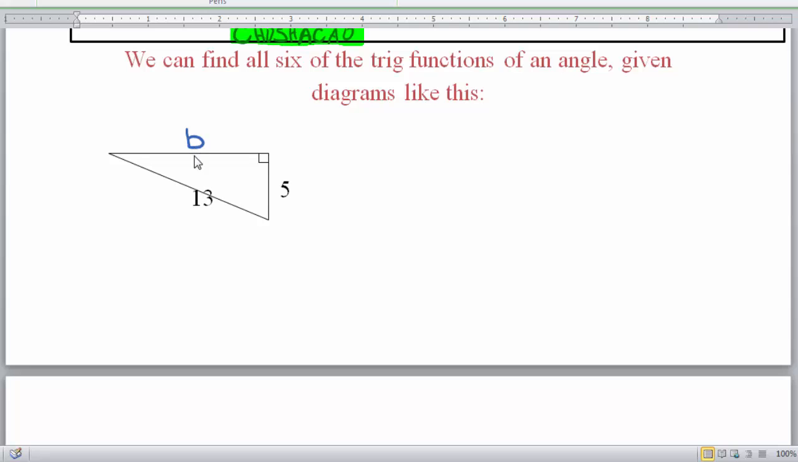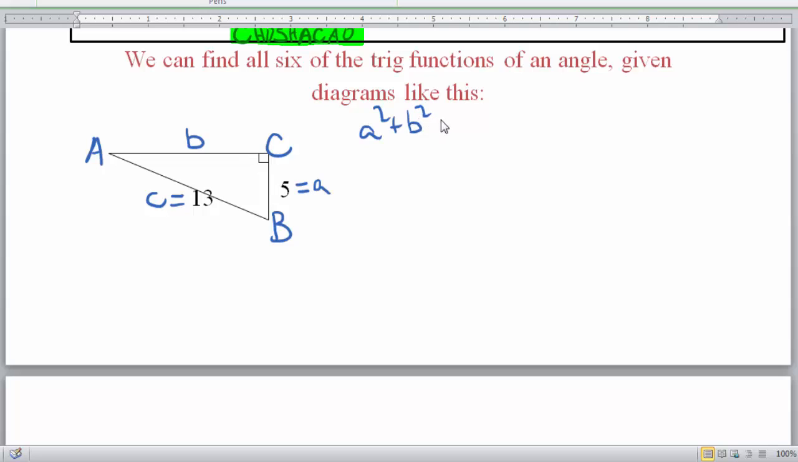If I call that other leg B, then that forces the leg that was given to me to be called A, and of course the hypotenuse is always C. So that actually allows you to now label this triangle. Angle B would be opposite side B, and angle A would be opposite side A, and of course angle C is the right angle.